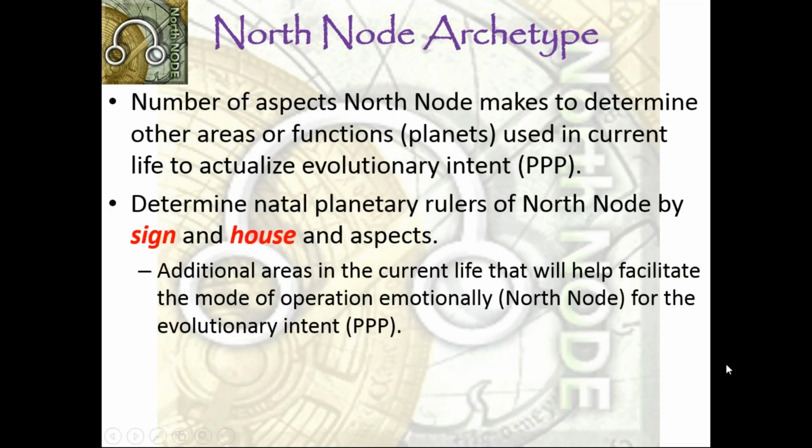Now, you can also look at the number of aspects that the North Node makes to determine other areas or planets that will be used in the current life to actualize that evolutionary intent going forward. You will also look at the planetary rulers of the North Node by sign, by house, and their aspects for more details of how your ego is evolving on emotional levels in this life.